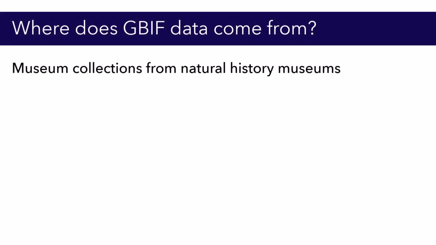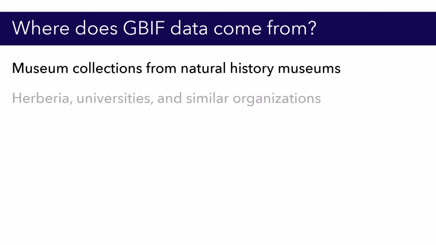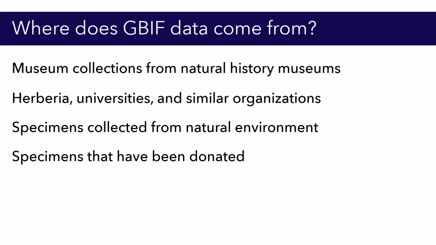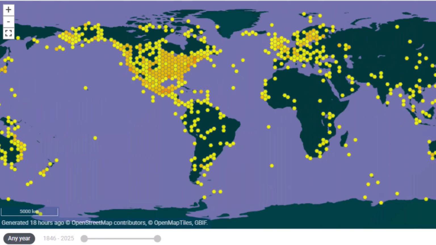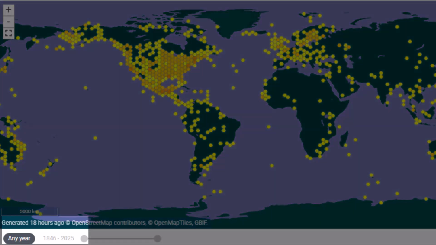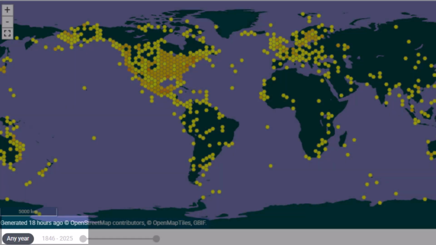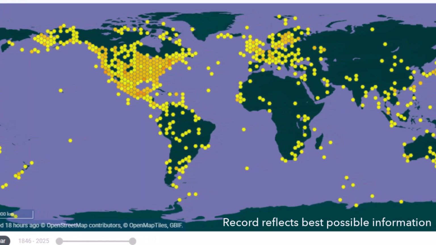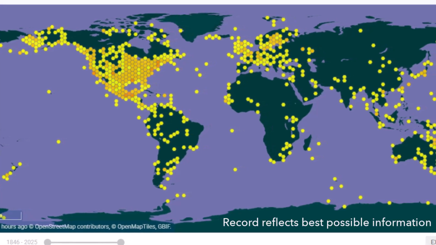A key source is museum collections from natural history museums, herbaria, universities, or other organizations that house these types of collections. These collections often include records of specimens that researchers or scientists have collected from the natural environment, but sometimes they include records of specimens that were donated to the museum from other individuals or organizations. Sometimes these specimens were collected 100 or more years ago, and so the record includes the best available information on when and where the sample was collected, but it can be very difficult to confirm that information sometimes.